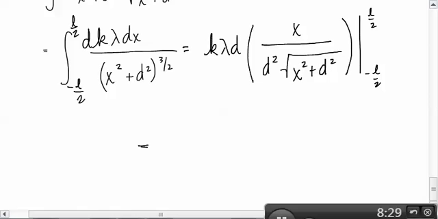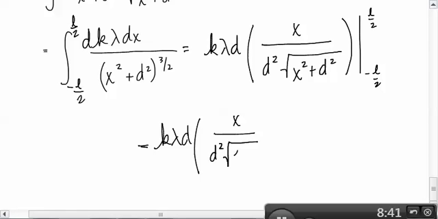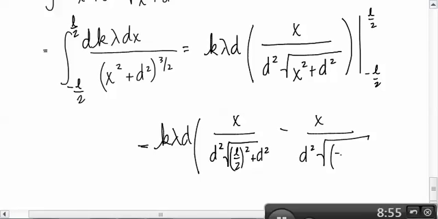When we simplify it out, we'll have what? K lambda d. Oh, nope, that's not right. We'll have x over d squared times the square root of L over 2 all squared plus d squared, minus x over d squared times the square root of negative L over 2 squared plus d squared. That's what I got. All I did was substitute the L over 2 and negative L over 2 for x here.